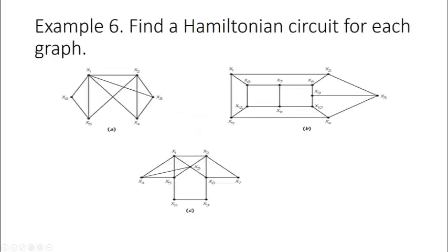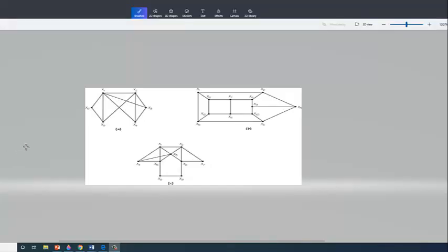All right, here's some examples. You may want to pause the video and play with these and see if you can find a Hamiltonian circuit for each one of these graphs. Okay, so I've taken these graphs and moved them into Paint so that I can draw on them.